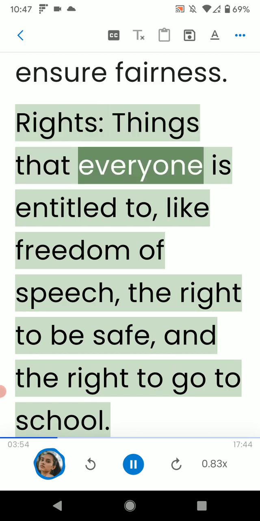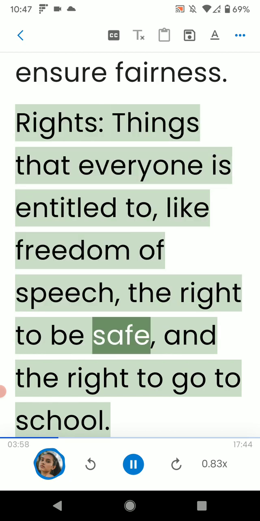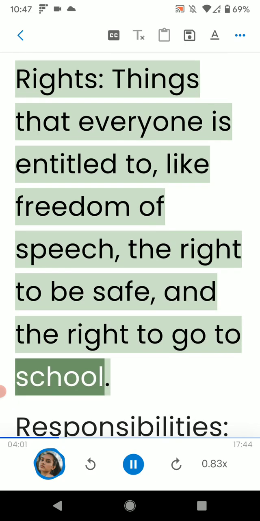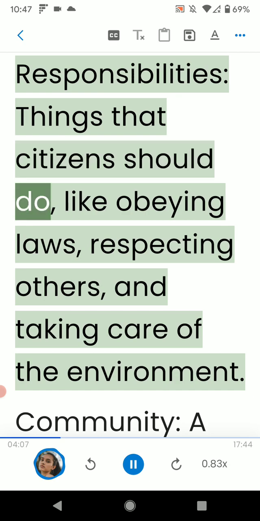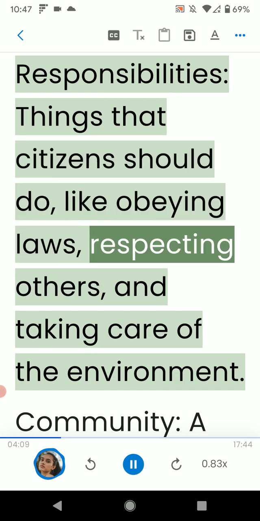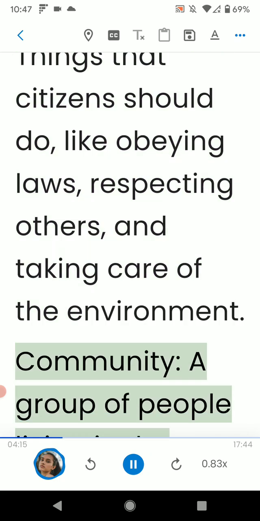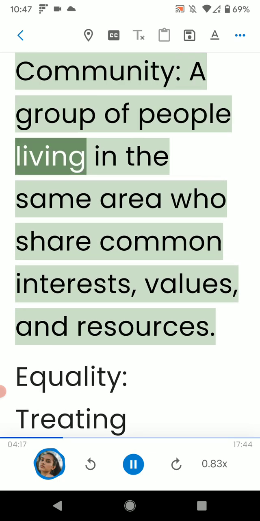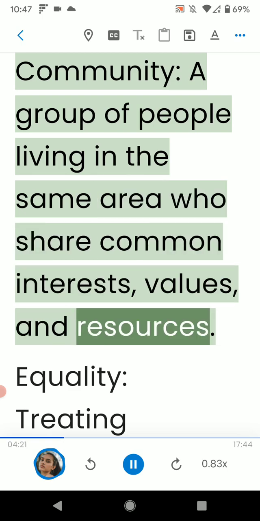Rights, things that everyone is entitled to, like freedom of speech, the right to be safe, and the right to go to school. Responsibilities, things that citizens should do, like obeying laws, respecting others, and taking care of the environment. Community, a group of people living in the same area who share common interests, values, and resources.